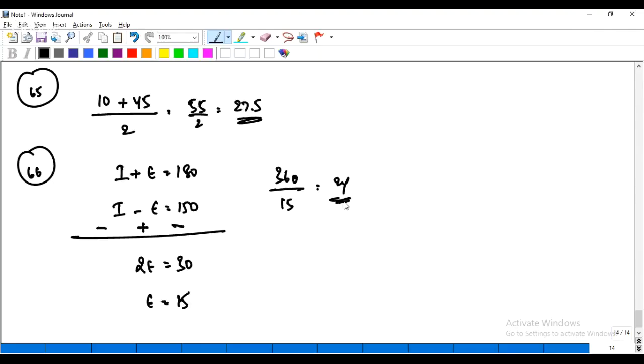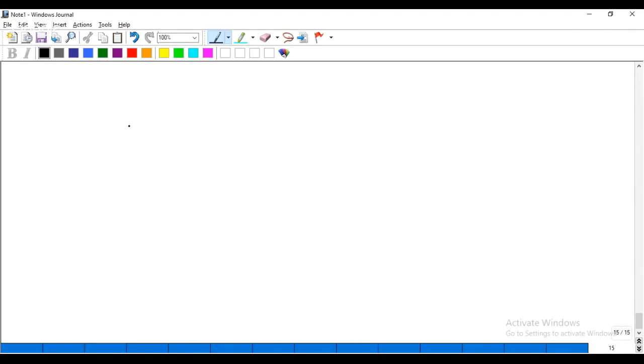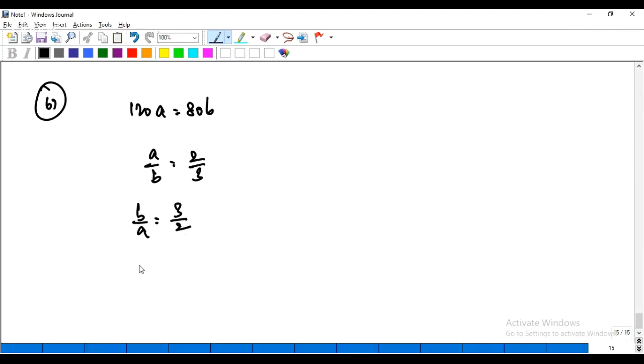Then next, 67. 120% of A is equal to 80% of B. 120 A is equal to 80 B means A by B is equal to 2 by 3. B by A is equal to 3 by 2. Componendo and dividendo: (B plus A) by (B minus A) is equal to 5 by 1, which is equal to 5, you can straight away say.